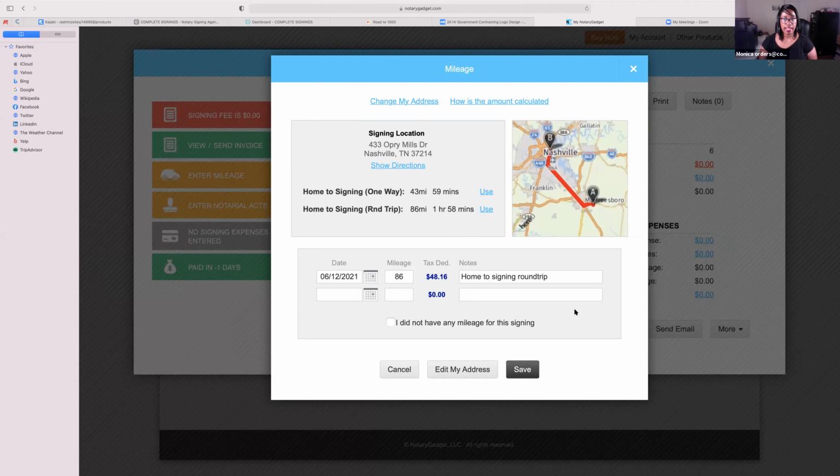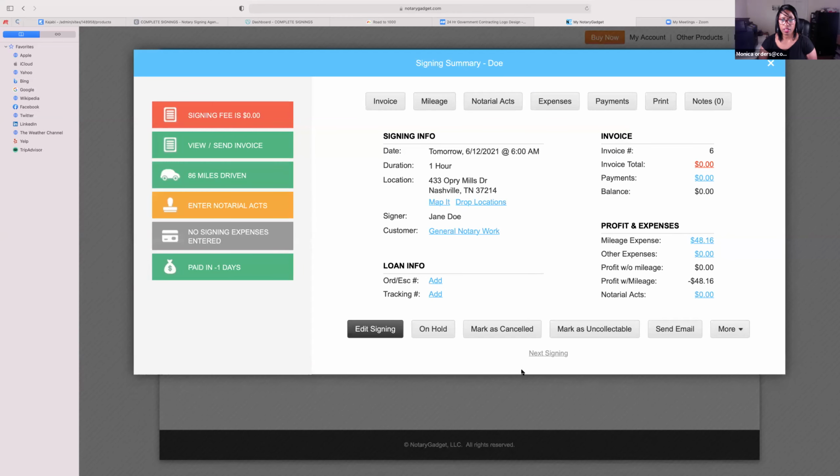Well, look at here. It automatically tells me how much I need to charge mileage for a signing up to 433 Opry Mills Boulevard. Okay, so I'm going to make a mental note of that, and I'm going to hit save. But wait, Monica, you're not always going to be going that far for your general notary work signing. You are correct. However, when you're developing a business and a pricing model, you want to take into consideration the most expensive that you are willing to do as a standard.